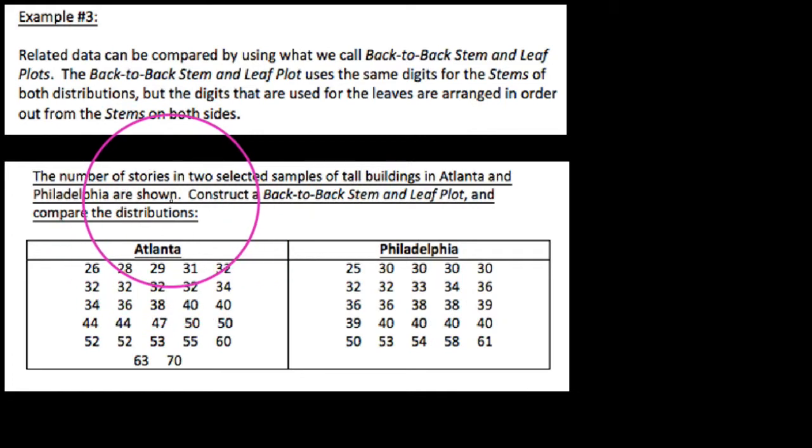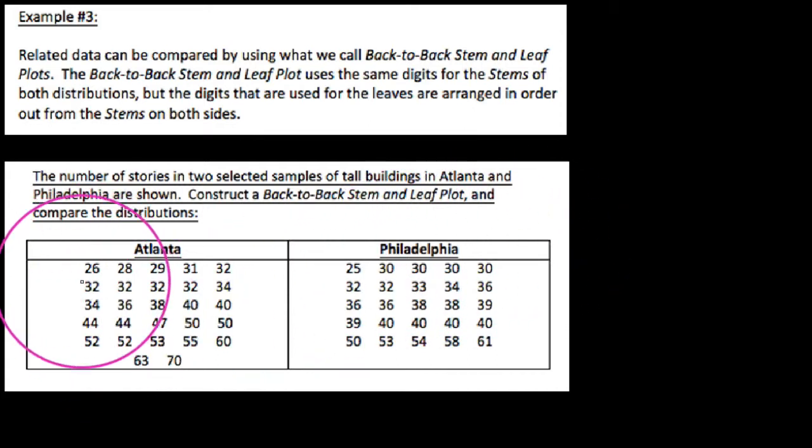Okay, so this is just an example here, but let's work through this one. It says the number of stories in two selected samples of tall buildings in Atlanta and Philadelphia are shown. So it says construct a back-to-back stem and leaf plot and compare these distributions. So we have our Atlanta data and our Philadelphia data.